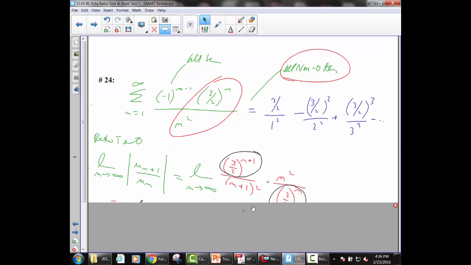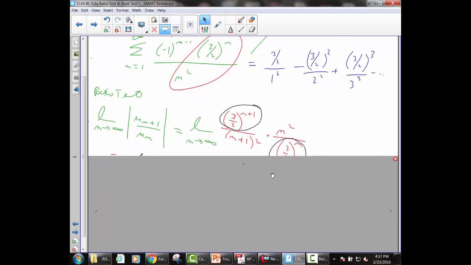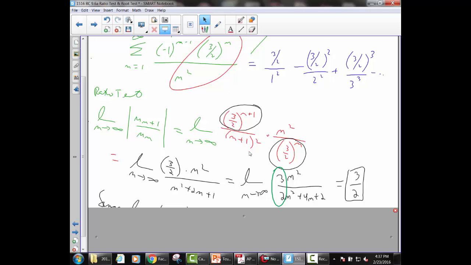When we go to do the ratio test, the absolute value is simply going to make this disappear. I'll still have these guys right here. So it's u_{n+1}, which is (3/2)^(n+1) over (n+1) squared, divided by u_n, which is times the reciprocal of that expression. Again, you have (3/2)^(n+1) over (3/2)^n. Take the top exponent minus the bottom exponent. You're left with (3/2) to the 1.